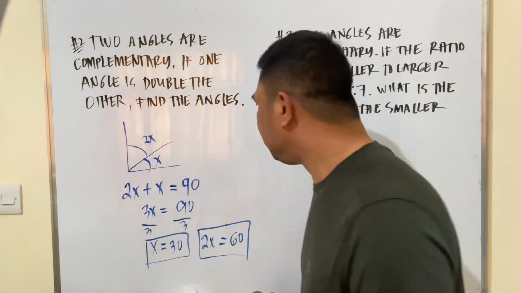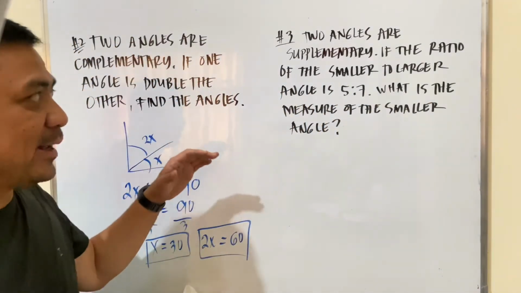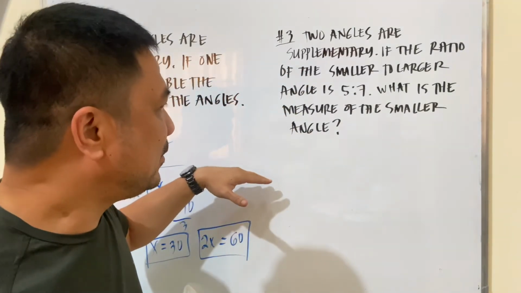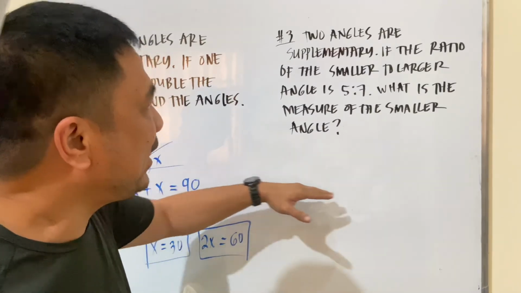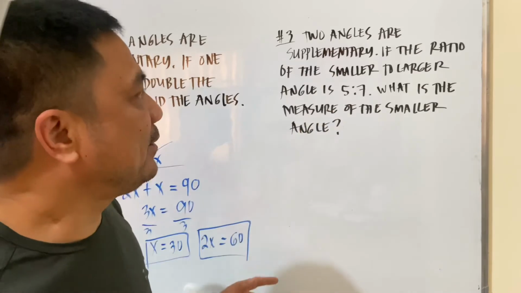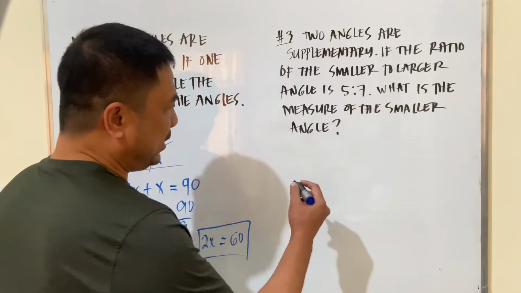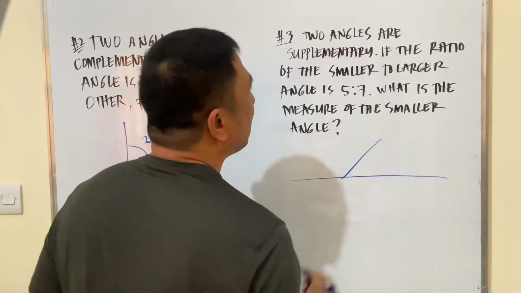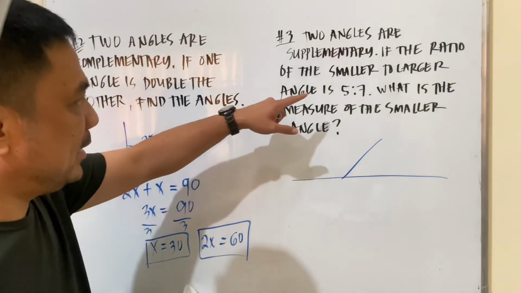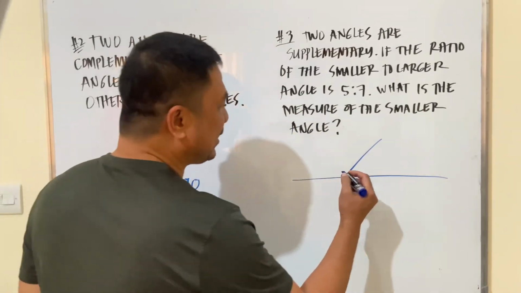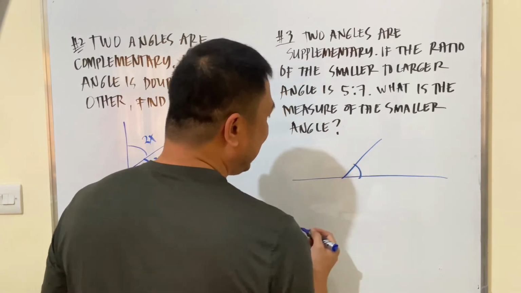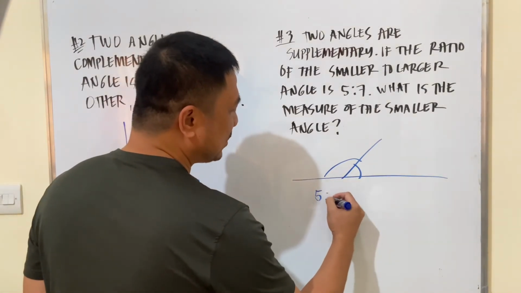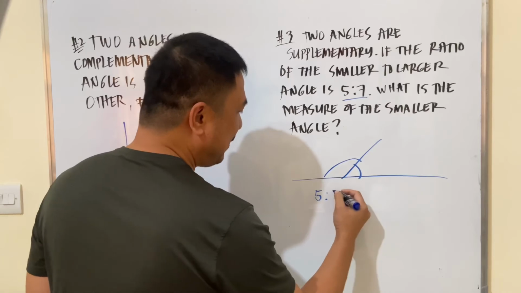So let's try number 3 here. Two angles are supplementary. So again, here supplementary. In a straight line, all angles that are constructed in a straight line must sum to 180 degrees. So say for example, here you have a straight line. If the ratio of the smaller angle to the larger angle is 5:6, so that means you have a smaller angle here and you have a larger angle there. So the ratio is 5:7. I think I mentioned 5:6.